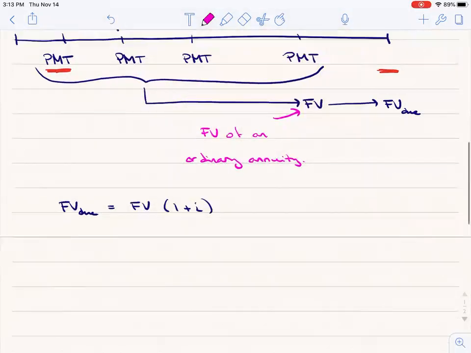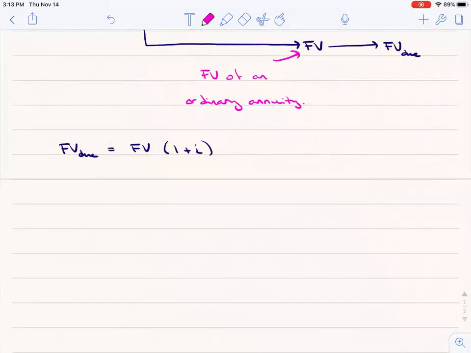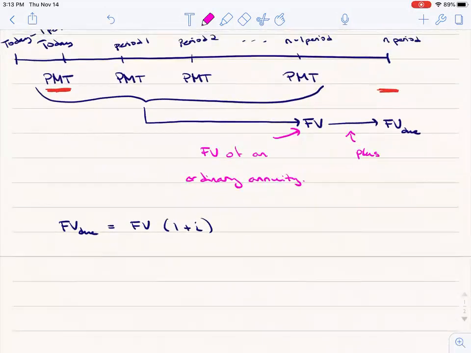I'll just highlight here, plus interest from 1 period. So then we have the future value due is going to be the future value times 1 plus i.